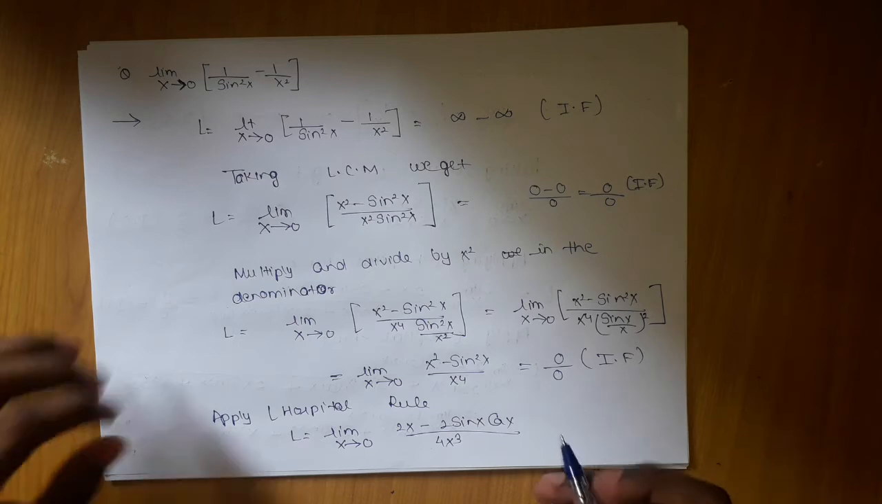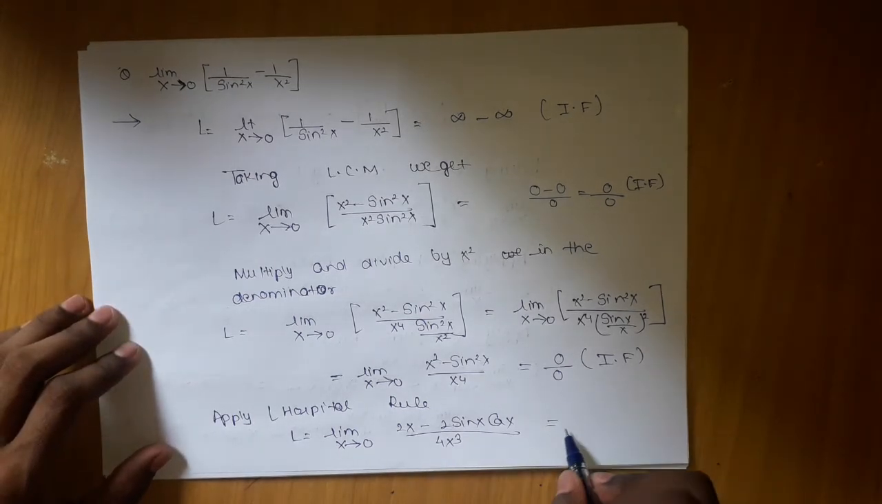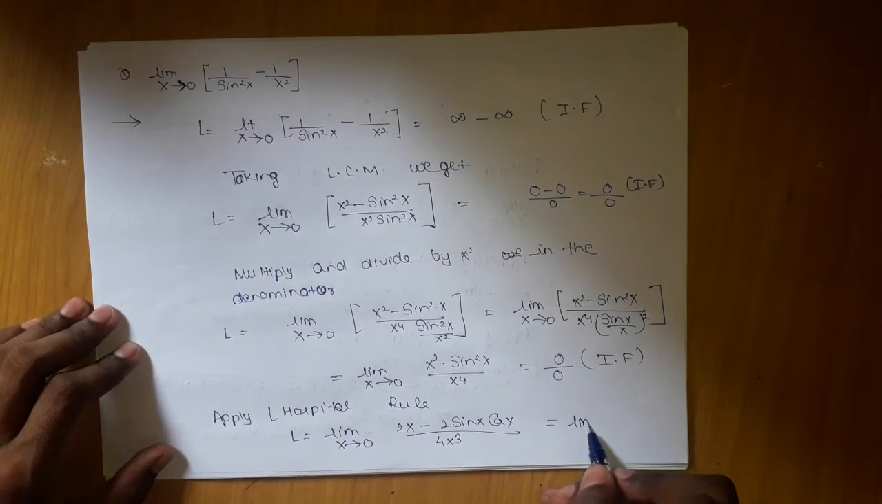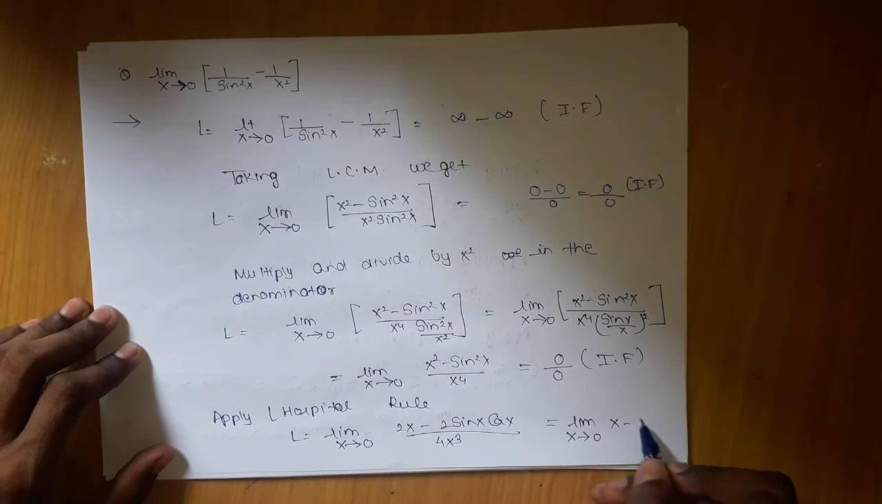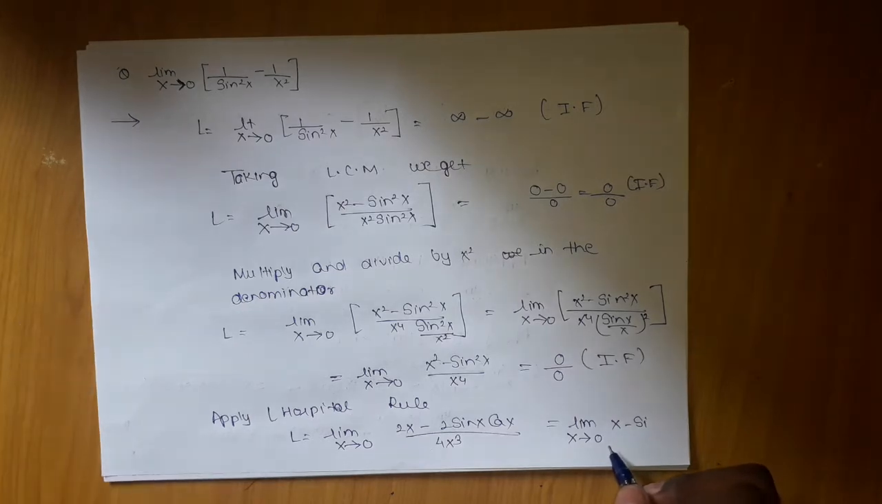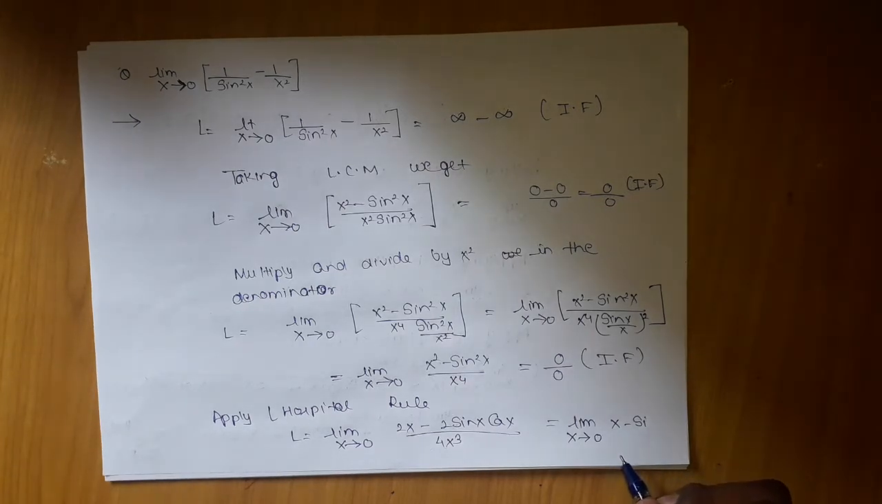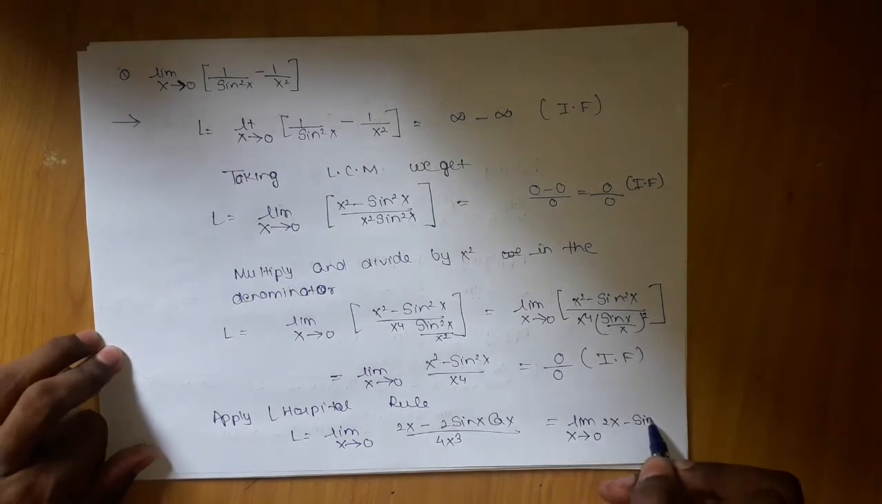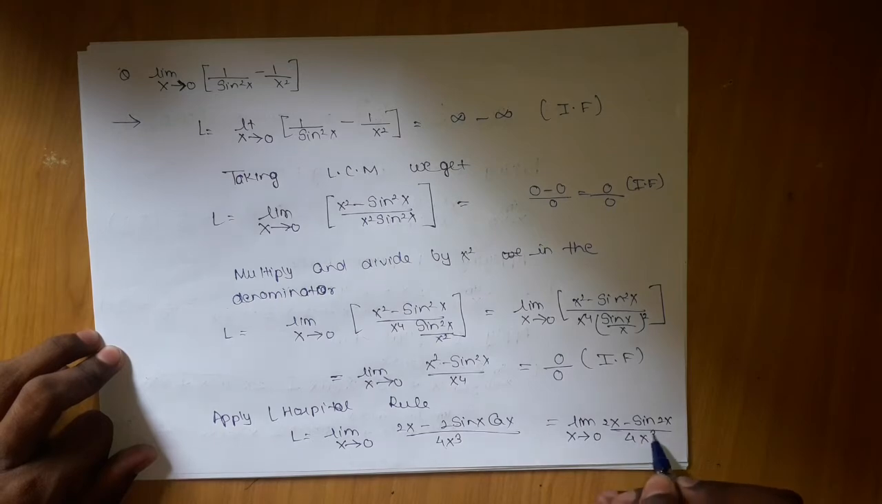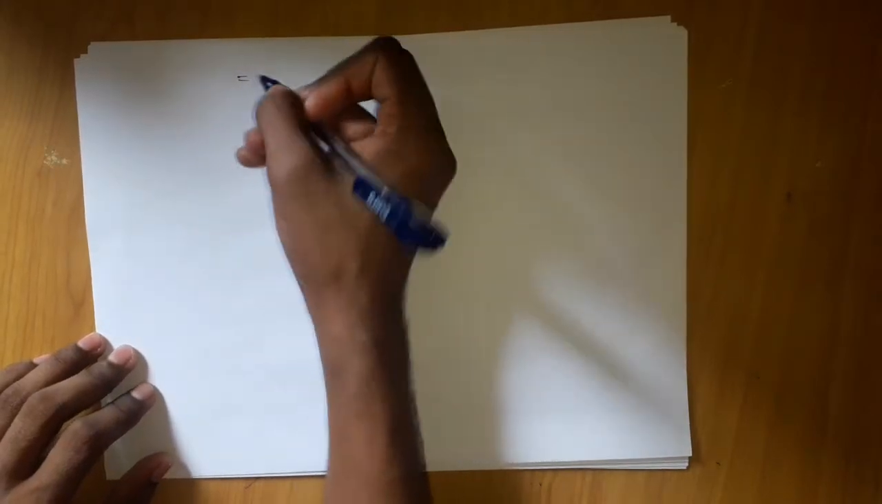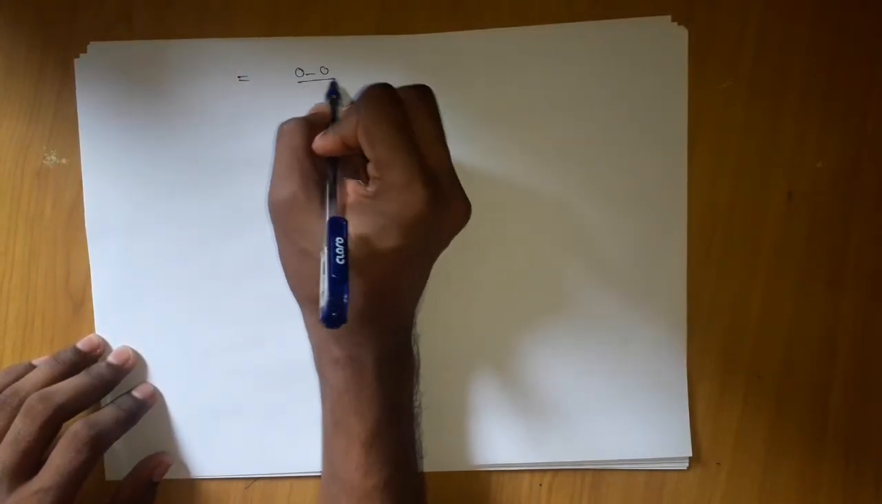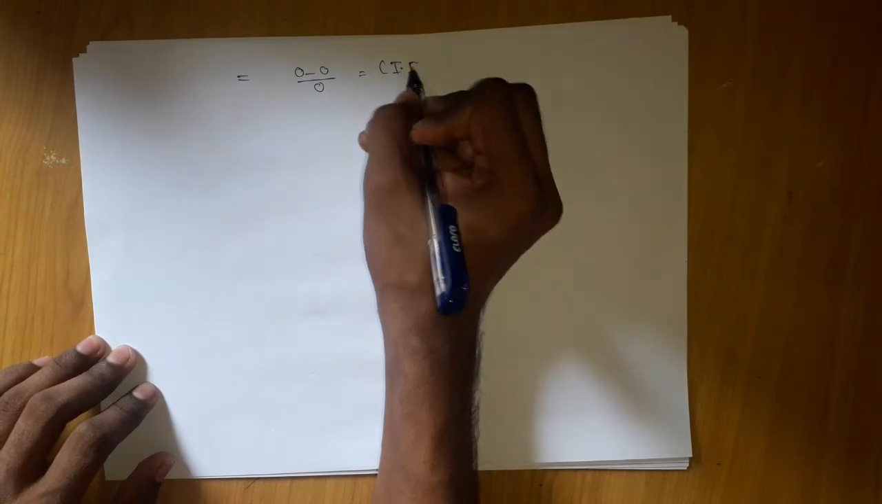After this step, check what you're getting. We will divide throughout by 2, this 2 will cancel out, and we will be left with limit x tends to 0 of x minus sine 2x upon 4x cube. Should I write it as cos 2x or keep it as it is? Let's keep it as it is, so we can write it as sine 2x. After this step, we check its nature. If you substitute the value, you will get 0 minus 0 by 0, which is again an indeterminate form.